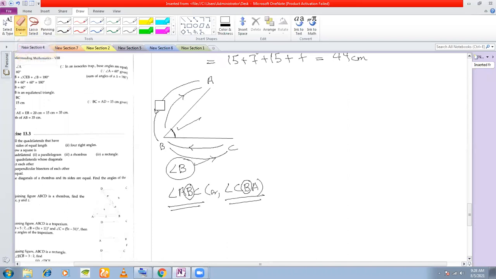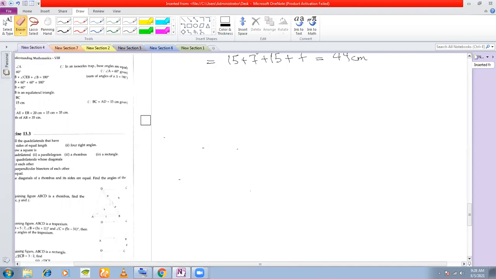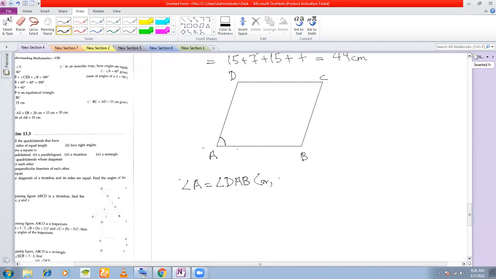So if I give you a parallelogram, then how will you label the angles? Let's see. If I give you this parallelogram, what are the angles? Let us say angle A. What do we call angle A? Angle A can be referred to as angle DAB, right? Or you can call it angle BAD. Either way you can write.